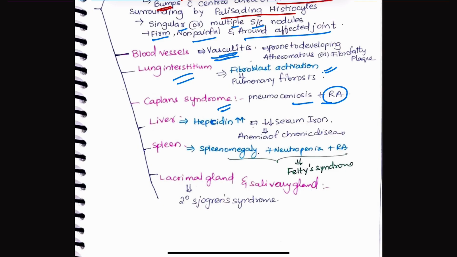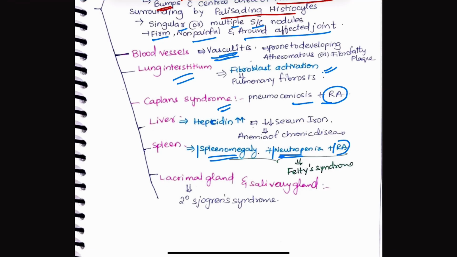Okay, next, let us discuss about spleen. There is one important syndrome called Felty syndrome, which is seen in rheumatoid arthritis when the rheumatoid arthritis is in association with neutropenia and splenomegaly. Okay, when splenomegaly, neutropenia, and rheumatoid arthritis are together, we call it as Felty syndrome.